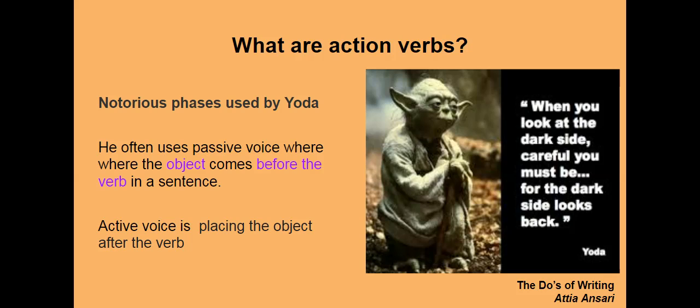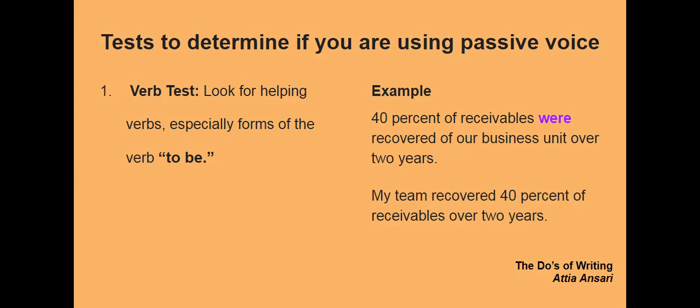What is passive voice? It is where the object comes before the verb in a sentence. Our goal is to convert passive voice into active voice, which means placing the object after the verb. One challenge people come across is how to identify whether they are using passive or active voice, especially those who are struggling with grammar initially. One simple test is to look for helping verbs, especially forms of the verb to be. What are helping verbs?